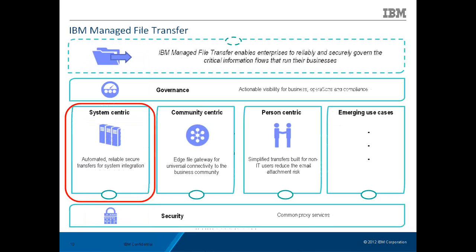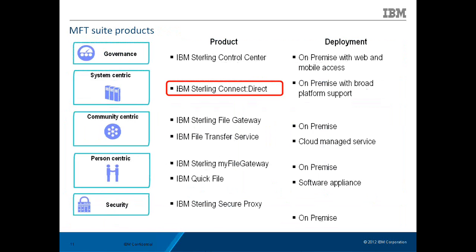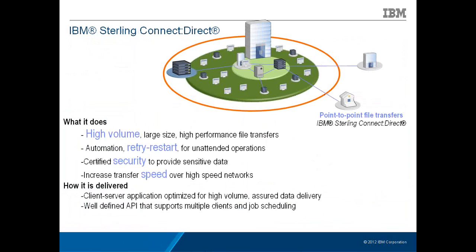Let's look at system-centric, wherein you have a lot of data that needs to be exchanged between various systems. It could be simple database to ERPs to CRM applications and things like that. So what is the product that is delivering the system-centric? It's Connect Direct. Connect Direct basically helps us in transferring high volumes, large sizes, and rapid transfers of data from one point to another point. It could be one system to another system.